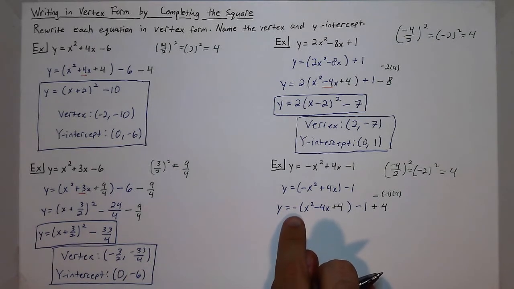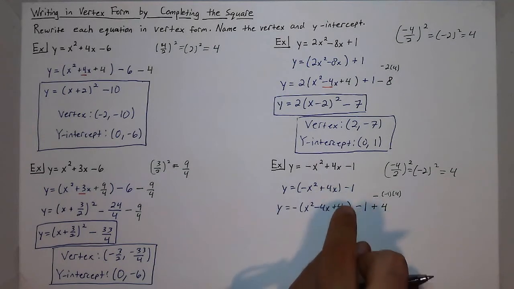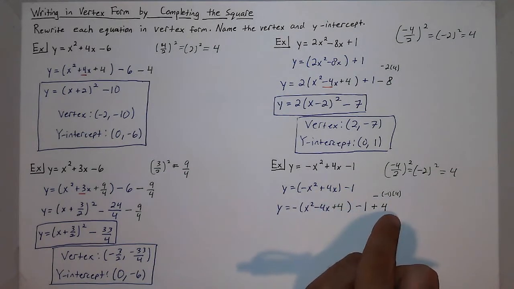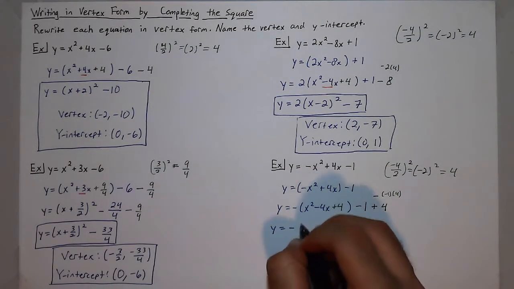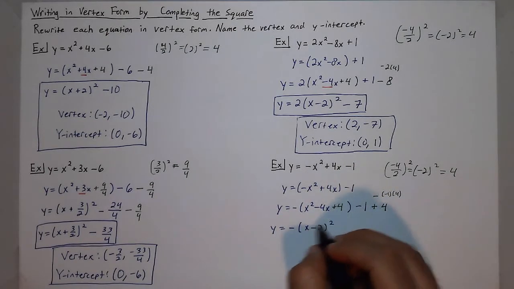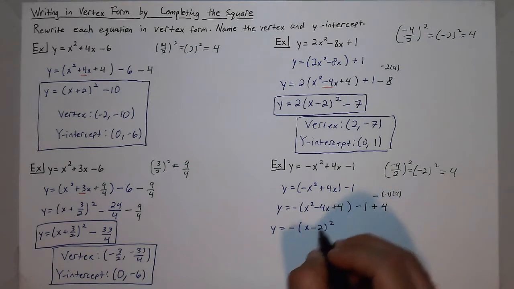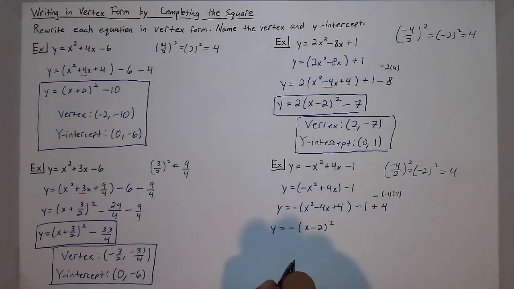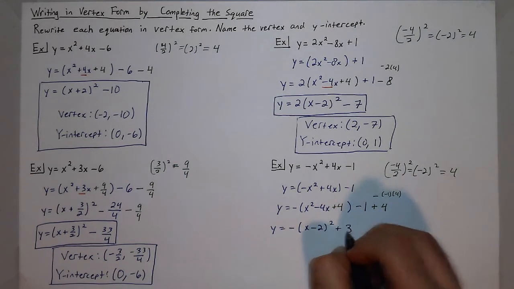Again, the best way to visualize why I'm doing this is just imagine I redistributed that negative, and that would have been a negative 4. So I need to add 4 to cancel that out. So to finish this problem, I'll have y is equal to negative of x minus 2 squared, double checking, squaring x gives me x squared, squaring negative 2 gives me 4. Then negative 2 times x is negative 2x, twice of which is negative 4x. And then I have negative 1 plus 4, which is plus 3.